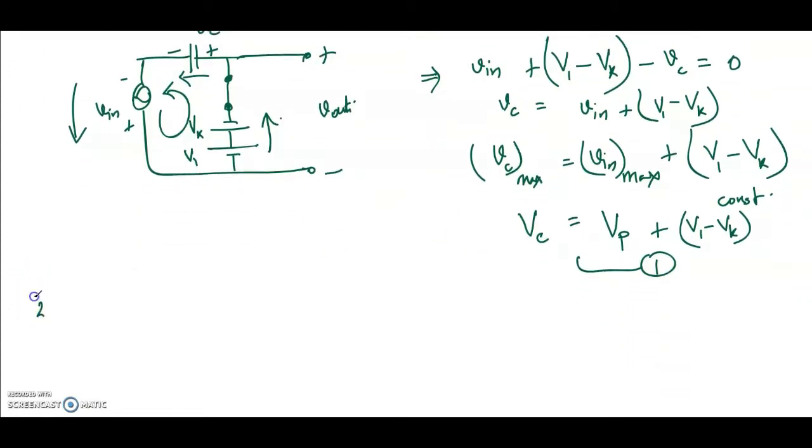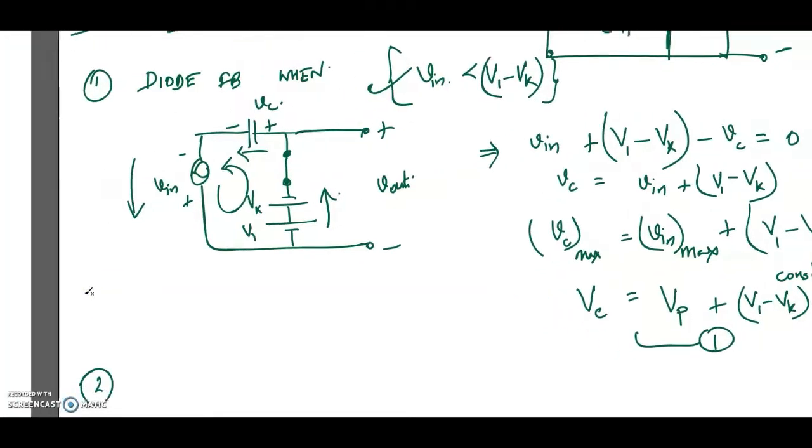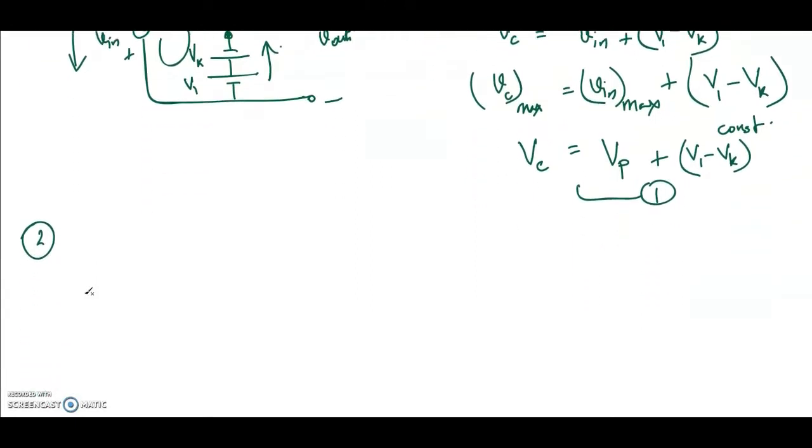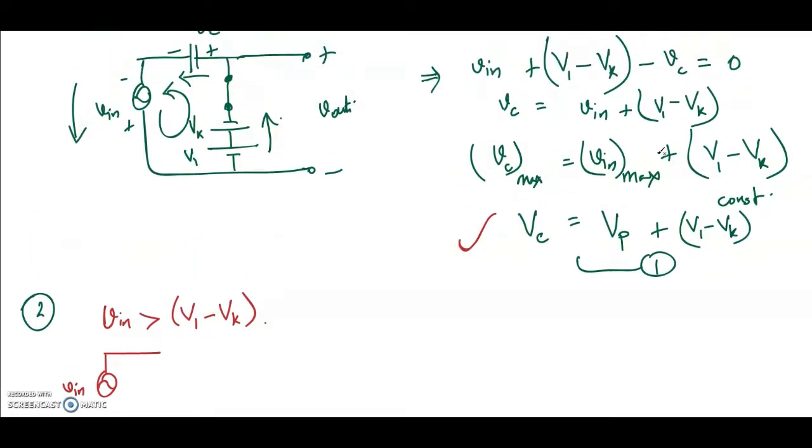Got it. The second thing we will do: we have done the case where Vin is less than V1 minus Vk. The next thing we will do is consider the case where Vin is greater than V1 minus Vk. Let's consider the circuit once again. You have Vin here, and here the capacitance can be written like this. What is the polarity of the capacitance? You have minus here and plus here.